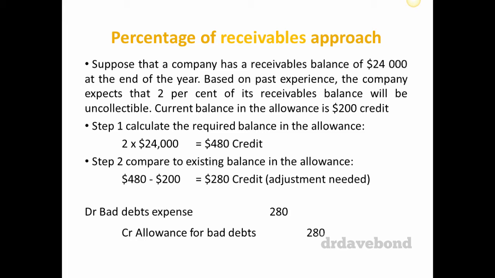What about this $480 figure? How do we prove that? How did we come up with that number? We came up with that number with 2% on 24,000. How do you prove that 2%? It's an estimate. Can estimates be wrong? Absolutely.